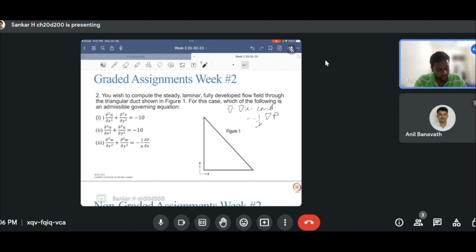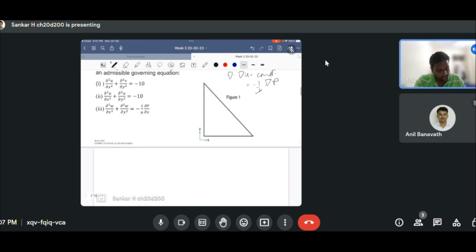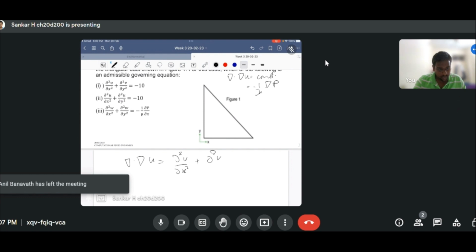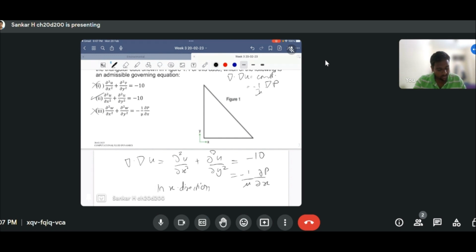So for a fully developed flow, we can say that del dot del U is given by d square U by dX square plus d square U by dY square, and for that to be constant, it has to be either a constant or equal to minus 1 by mu dP by dX in the X direction. Therefore, option 2 is correct, option 3 is wrong, option 1 again is wrong. Option 3 is wrong because here in the denominator is minus 1 by mu dP by dX.